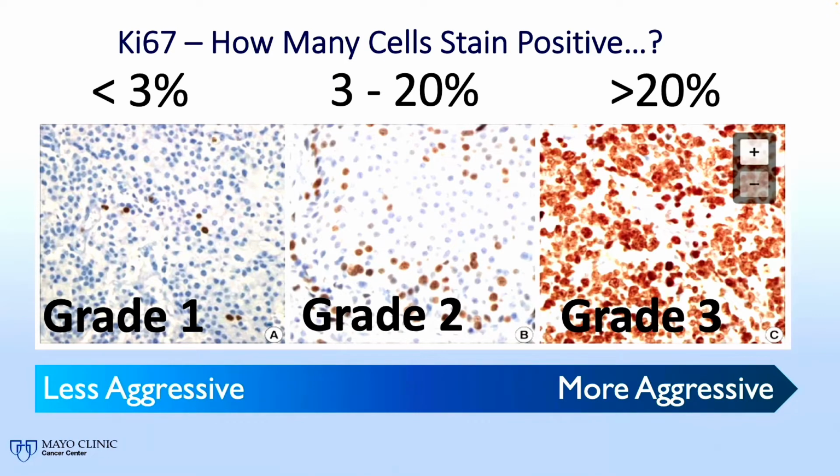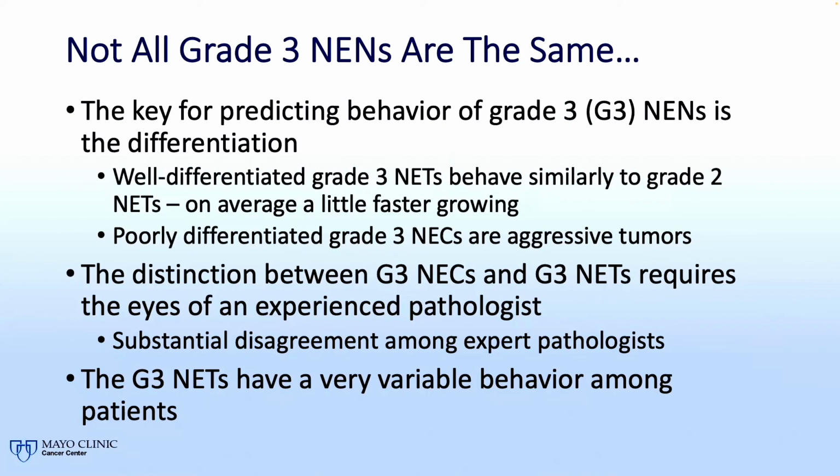The rest of them are just sitting there and doing nothing. And grade 2 is a positivity from 3 to 20. This is a grade 3. This is probably a Ki-67 of like 80%+. So this is the tumor grade. This is very, very important in predicting outcomes and behavior of tumors, but it's not the whole story. So that's the differentiation. So the key to look at or predict behavior of grade 3 tumors is to look at the differentiation.